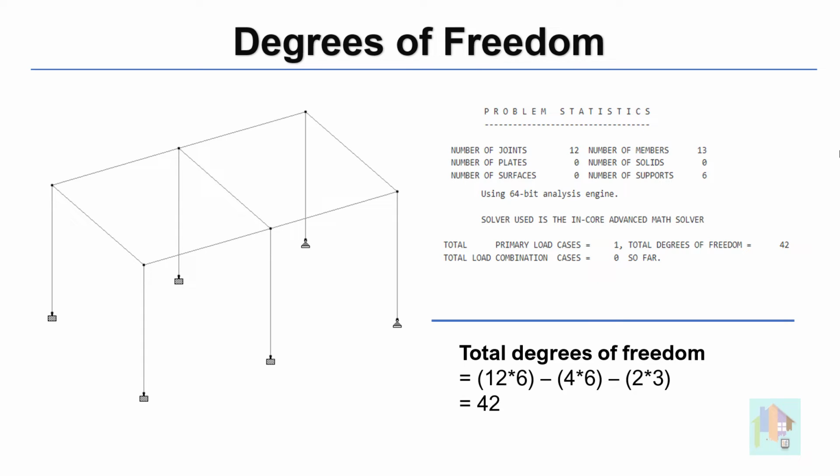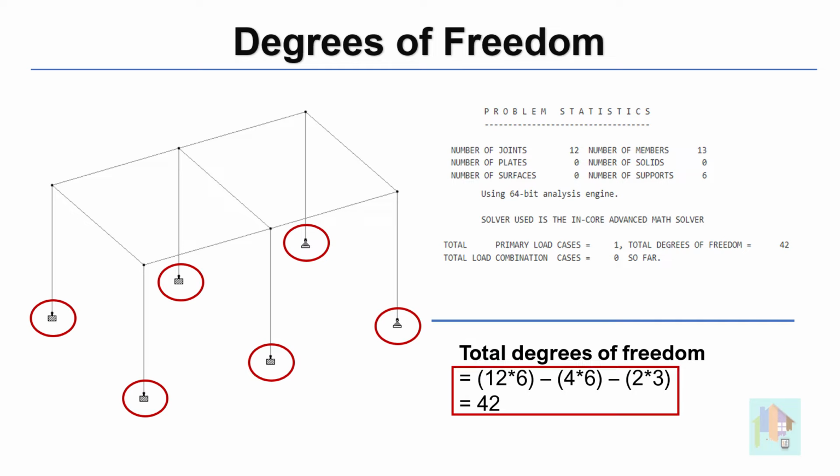And this is how the total degrees of freedom is calculated for any model, depending on the overall joint number, number of supported nodes, and support condition. For example, consider this frame model. There are in total 12 nodes, among which 6 are supported nodes, 4 are fixed support, and 2 are pin support. Now, if we calculate the total degrees of freedom without any support, then for 12 nodes with 6 degrees of freedom at each node, it is 72.